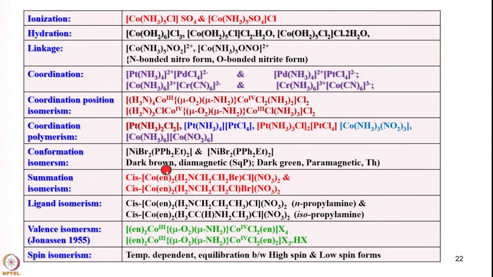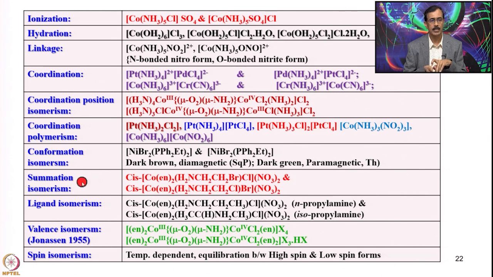And summation isomerism: here you can see the number of constituent ligands remains the same, the composition remains the same. If you take here, we have taken the bromoethylamine, and here we are taking the chloroethylamine. But when bromo is there, chloride is in the secondary valency. When chloroamine is there, bromide is in the secondary valency. That means this is called summation isomerism. And then ligand isomerism is there. In the case of ligand isomerism, you can take normal propylamine here and isopropylamine there. So you see ligand isomerism is there.